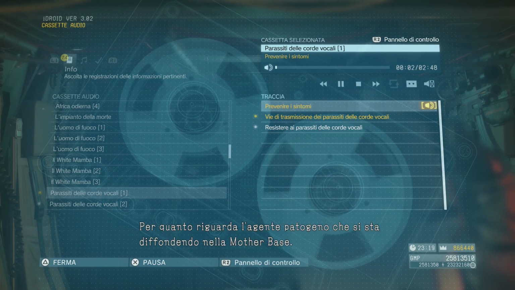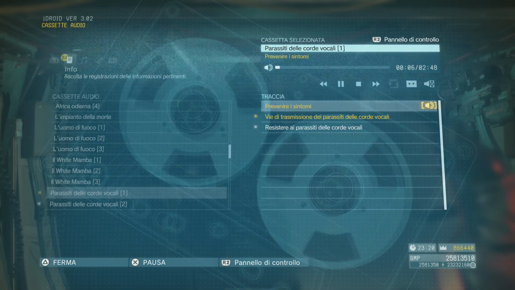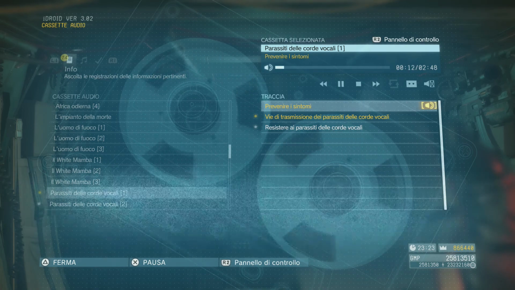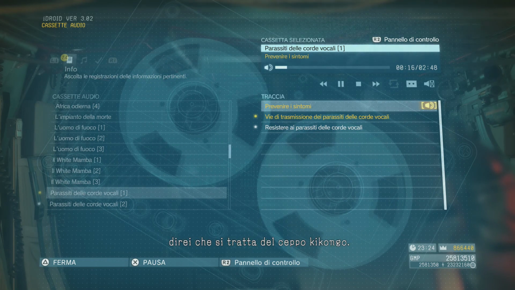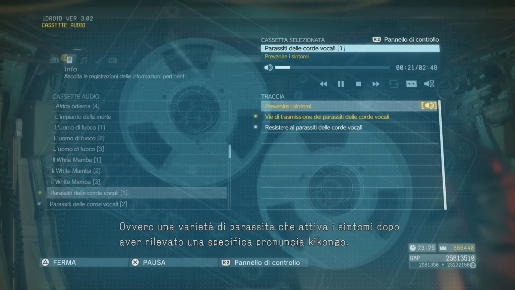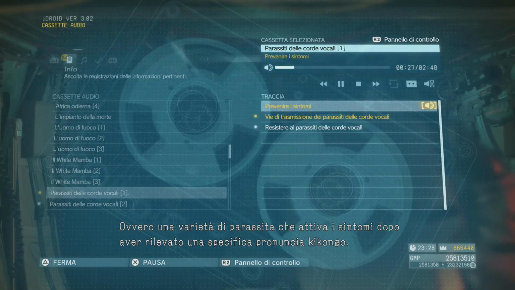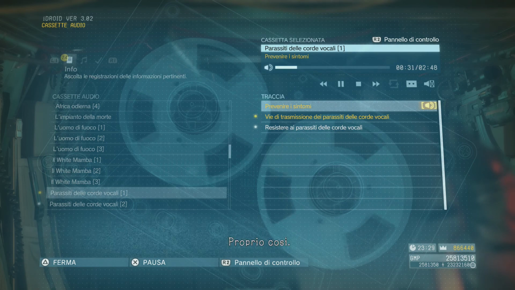About the pathogen spreading through Mother Base. You've seen everything we've got on the outbreak. What's your opinion? Textbook symptoms of vocal cord parasite infestation. And judging from this casualty list, it is the Kikongo strain, meaning a breed of parasite that triggers symptoms upon detecting pronunciation specific to Kikongo. So our Kikongo-speaking staff are at risk? Quite so.